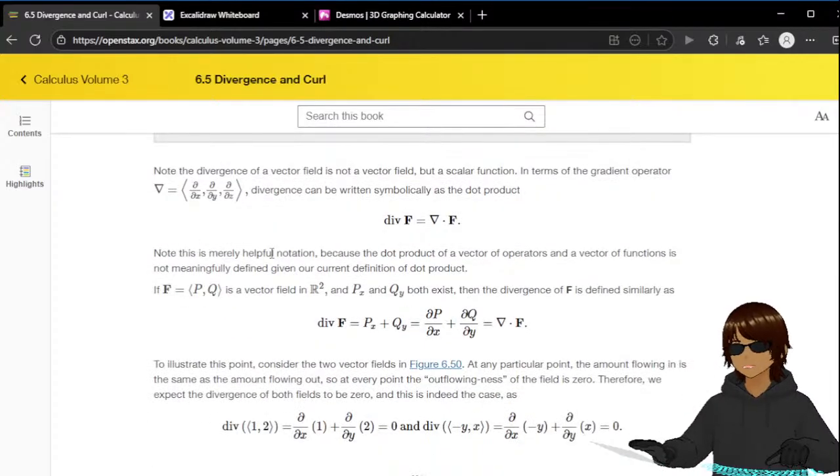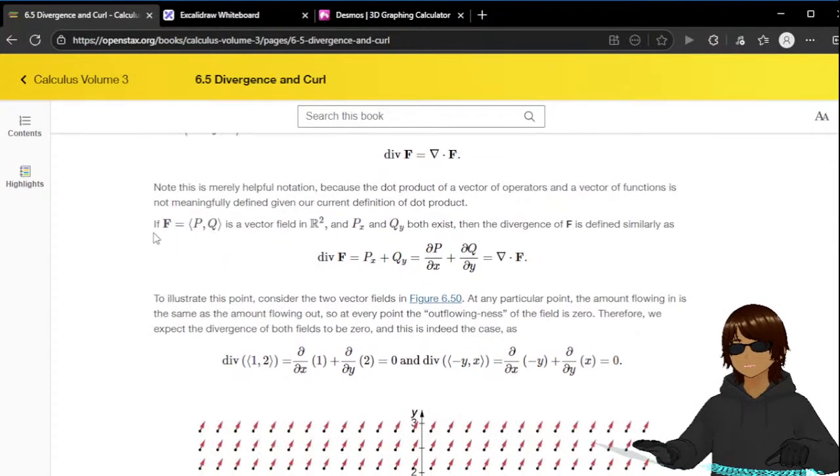This is merely a helpful notation because the dot product of a vector of operators with a vector of functions is not meaningfully defined given our current definition of dot product. I mean, this isn't really a vector. What does this even mean? Gradient of what with respect to x? This is just a notation thing, right? If F is P, Q, a vector field in R square, then the divergence is defined like this.